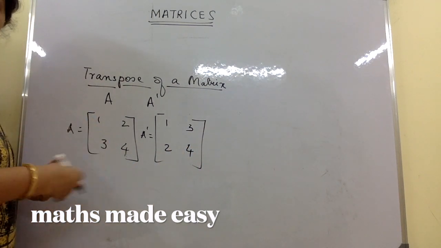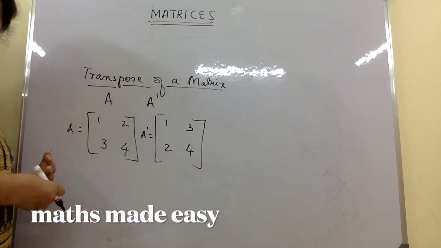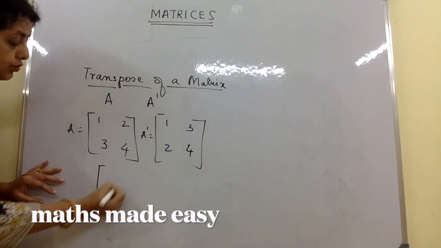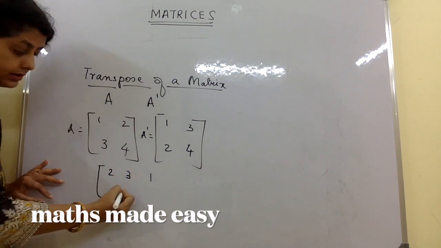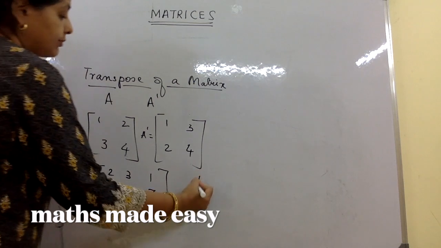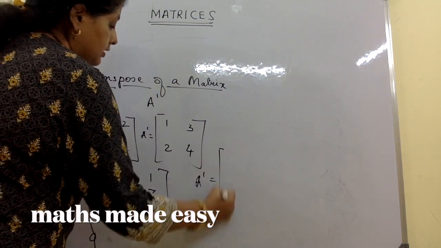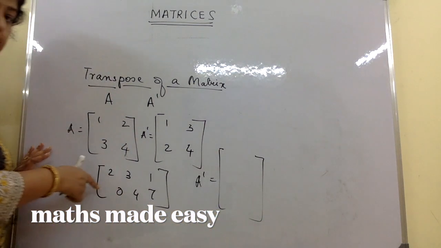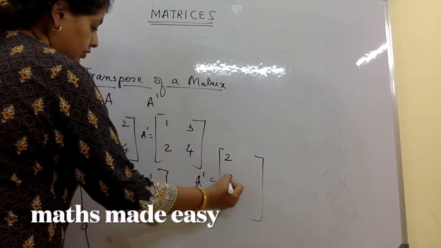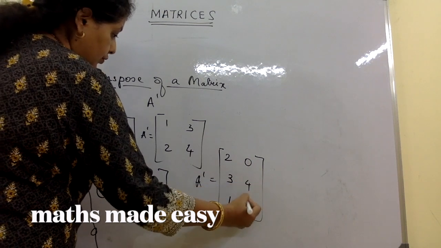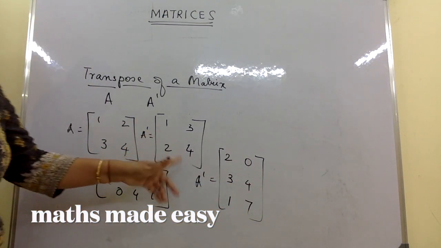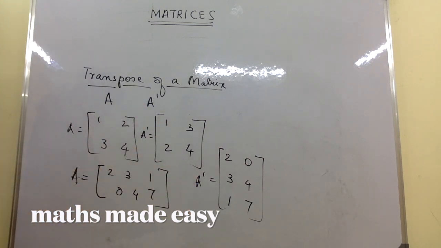You can do this for any other matrix as well, okay. Supposing I have 2 3 1, 0 4 7, this is matrix A, then matrix A dash is going to be 2 0, 3 4, 1 7. So that is the meaning of transpose. You always get at least one mark from transpose.